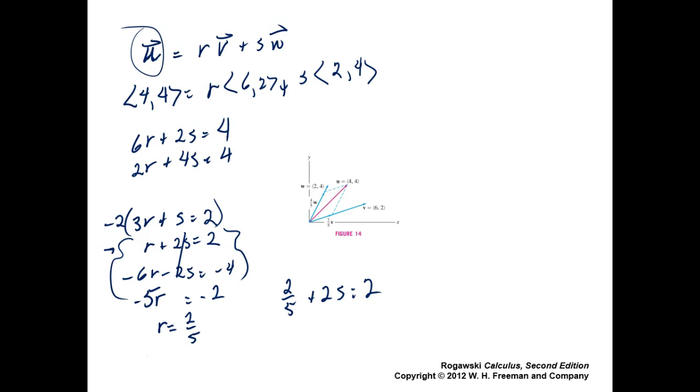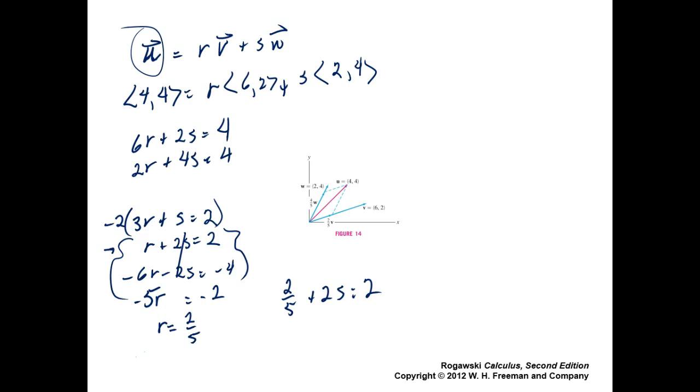What would you do to solve that equation? There's several ways you could go. What would be your preferred technique? Okay, subtract 2/5 from 2. That certainly works, and it works nicely.